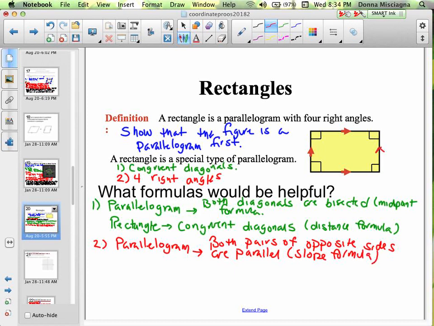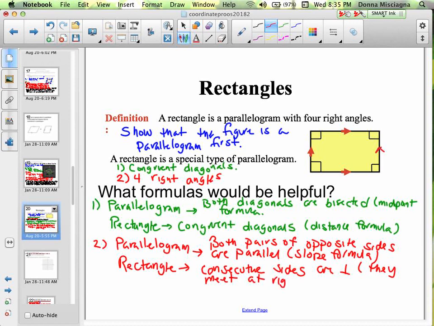And then we can show it's a rectangle by showing that consecutive sides are perpendicular, which will show that they meet at right angles. And we know a rectangle is a parallelogram with 4 right angles. And how do we show lines are perpendicular? We use the slope formula and show that the slopes are negative reciprocals.